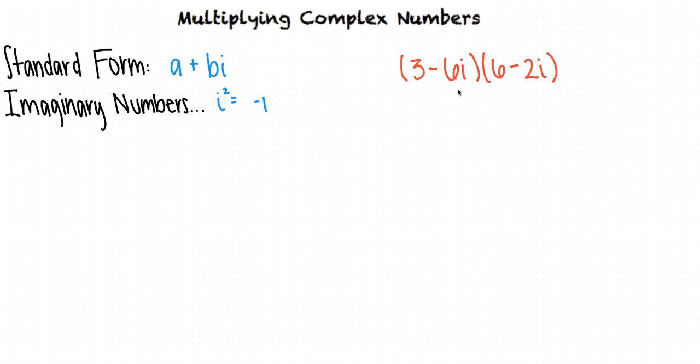3 minus 6i times 6 minus 2i. How do you think we should start? This looks like something we could FOIL. Right. It sounds like you know what you're doing. Why don't you work this one out?